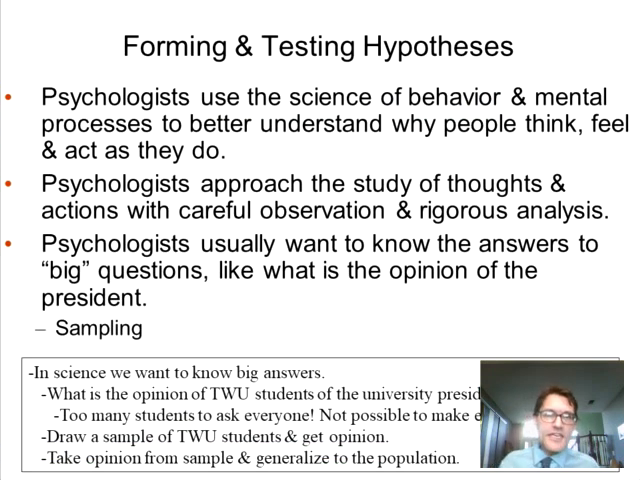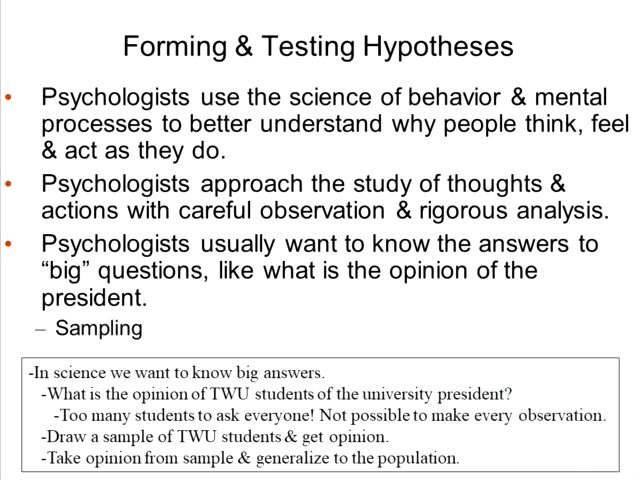Okay? Here's the deal in science. This is how it works. In science, we usually want to know big answers. Just as an example, what is the opinion of TWU students of the university president? It's a pretty big question. In other words, you want to know the opinion of every student on campus. Well, there are just too many students on campus. You couldn't find them. Some are part-time. Some are taking a semester off. So what you'll do is draw a sample.